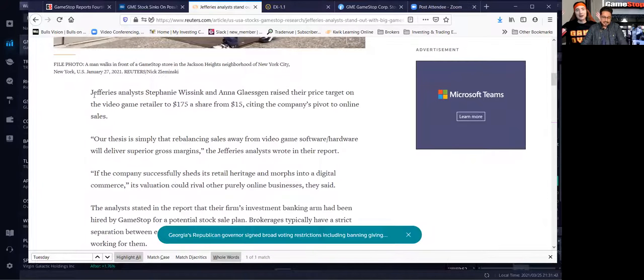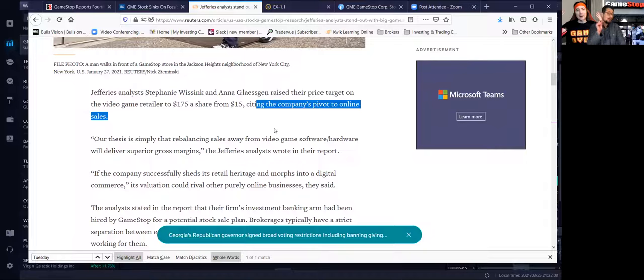So Jefferies analysts Stephanie Wissink and Anna Glaessgen raised their price target on the video game retailer GME stock to 175 a share from 15, citing the company's pivot to online sales. Like I mentioned, when I went over the e-commerce sales, they went up, I believe, over 175%. And that's huge. That's definitely very, very important.